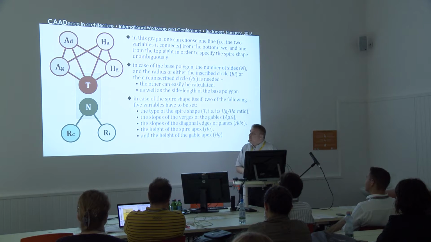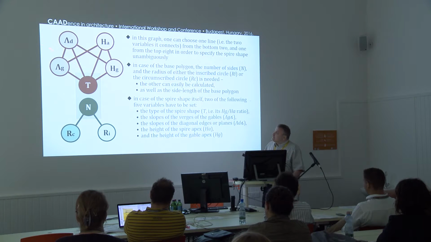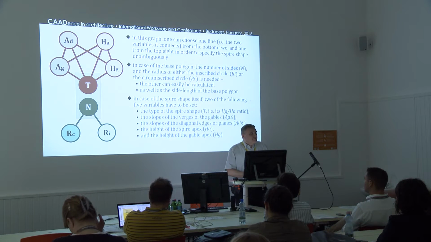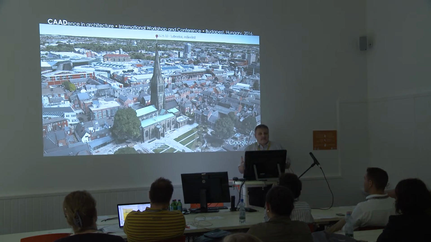So for example, if the type is A, which is a simple polygon, then you don't have gables, so there's no point in setting either of these parameters because they are obviously 0. So it will not help you to draw the spire shape itself. Then you have to change something else. So again, it's a very simple program, of course, but still it's capable of drawing elements.